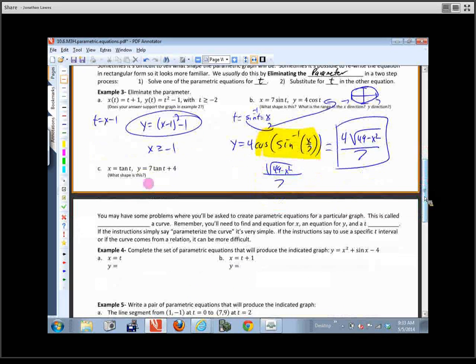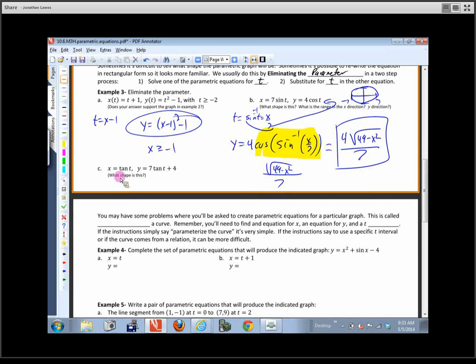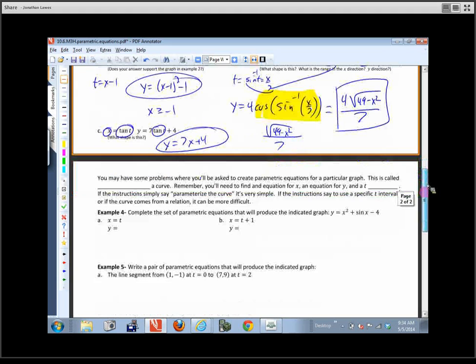Okay, let's take a look at this one right here. This one looks absolutely awful. Usually we end up solving for t, but that would be a little bit silly in this problem. Wherever there's a tangent of t, what can I put in its place? I can put an x. Isn't that right there a tangent of t? So I can put y equals 7 times what? X plus 4. So what shape is that? It's a line. Cross the y-axis at 4, slope is 7. Okay, it makes that pretty easy. Any questions?